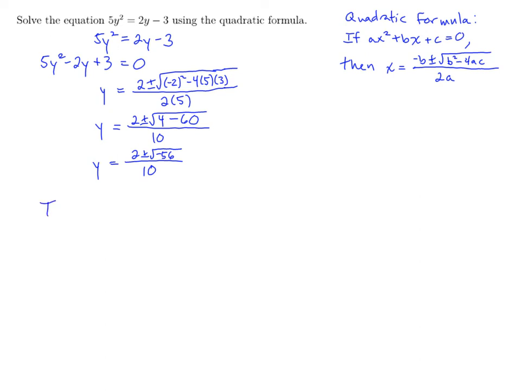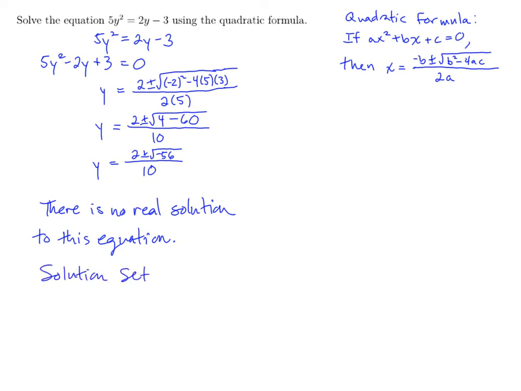So we'll summarize that. There is no real solution to this equation. And if we're stating the solution set, assuming that we only are talking about real numbers, then our solution set will be the empty set, demonstrating that there's no real solution to this equation.